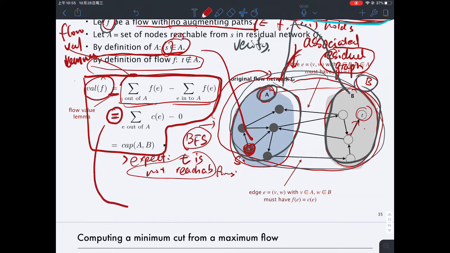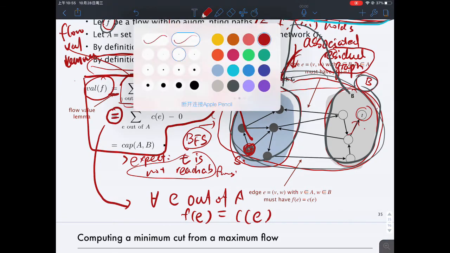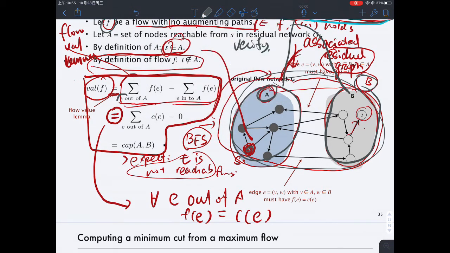So I really want to prove two things. For any e out of A, f(e) is the same as c(e). Let me say why I'm coming up with this statement. I'm going to sum up over all the e out of A of f(e). If we cheat a little bit and look at how this is transformed, I'm still looking at all the edges out of A, but I translate the f(e) into the c(e). So the f becomes c here.